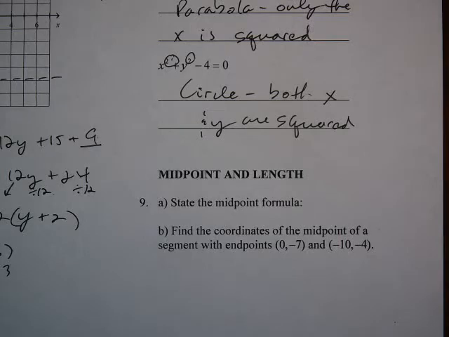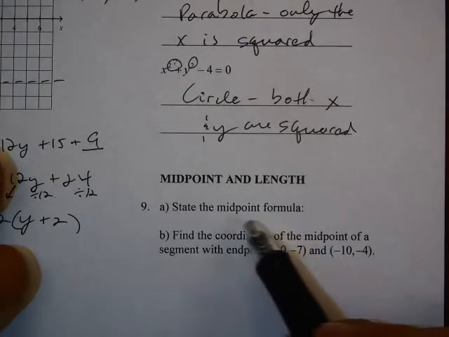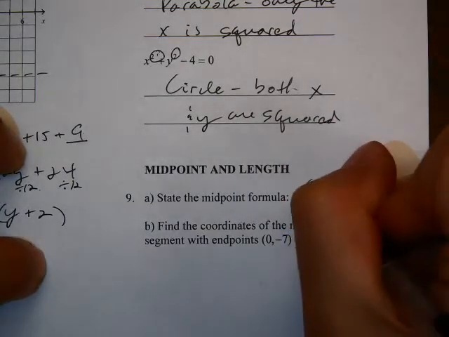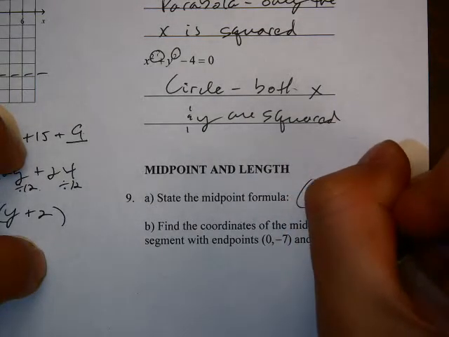This is Unit 7 Toolkit. This is the midpoint and length section, which will cover numbers 9 through 12. Number 9 asks us first to state the midpoint formula, which is a little simpler than the distance or length formula.